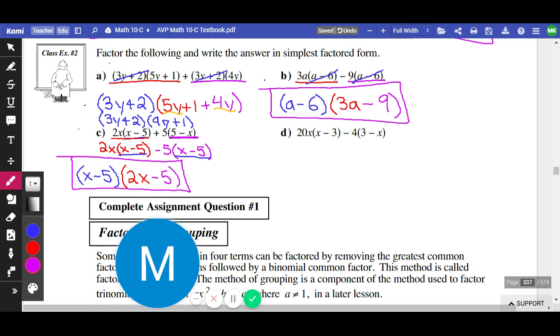Alright, if you didn't try D, look at it now and give it a shot. And you kind of have that same issue where it's x minus 3 and 3 minus x. So see if you can figure it out now. I'll give you about a minute, then I'll do it.